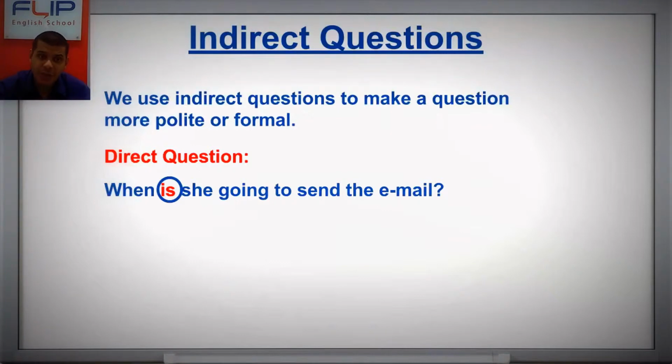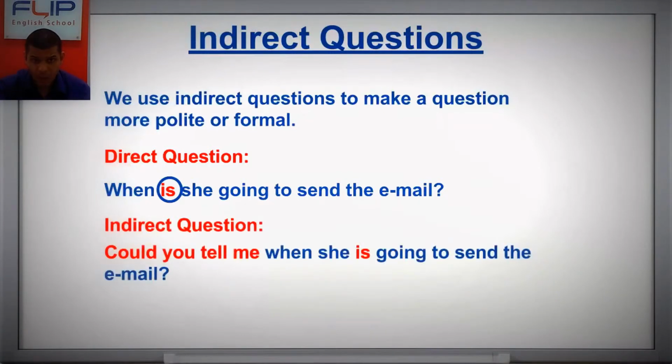Now what happens if I turn it into an indirect question? Let's take a look. It goes like this. Could you tell me when she is going to send the email? You see? So you see that when I change it into an indirect question, I use the expression, could you tell me, which makes it more formal, and I use the verb be after the subject, you see, after the pronoun she, right? So I make this sentence, this question actually, much more formal than the previous one, right?